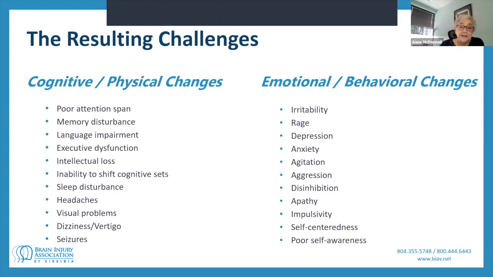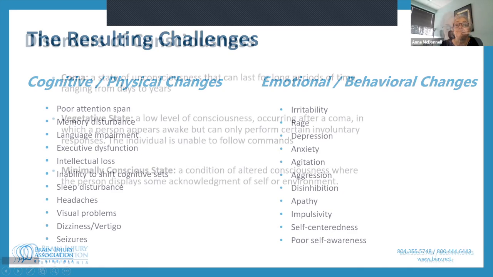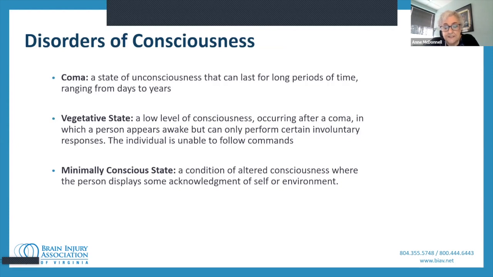We're going to be going over some anatomy and some cognitive functioning in the next section. Coma is a fairly defined period of time. It's a state of unconsciousness that can sometimes last years, but generally doesn't last that long. Most people will eventually move into something that could be called vegetative state, and some folks are calling minimally responsive. It's a very low level of consciousness. It does follow coma. These are individuals who appear awake, but can only perform some involuntary responses, and they don't necessarily follow commands. Someone in a minimally conscious state has an altered consciousness, and this person can display some acknowledgement of self or environment.